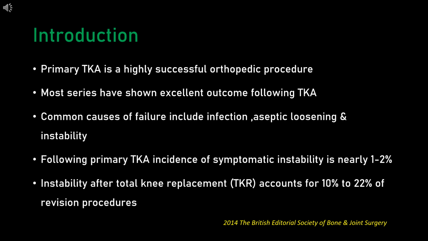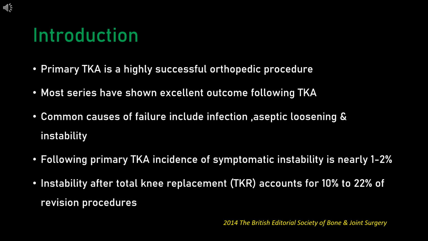Today, I will talk on unstable total knee replacement. Primary total knee replacement is a highly successful orthopedic surgery. Most surgeries have shown excellent outcome following total knee replacement. Common causes of failure include infection, aseptic loosening, and instability. Following primary total knee replacement, the incidence of symptomatic instability is nearly 1 to 2%.